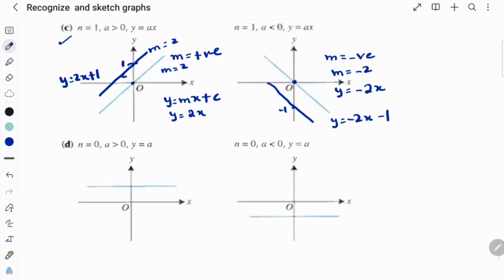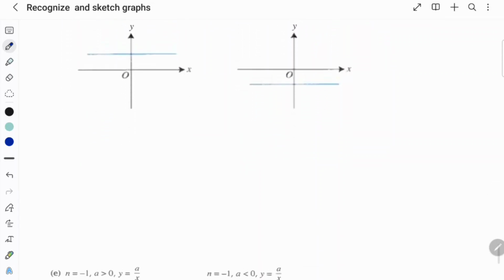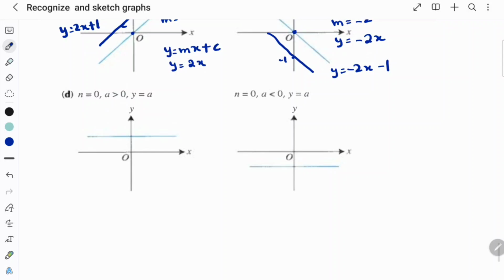Now the horizontal and vertical lines are not there, so I'm going to draw them. For a horizontal line, for example, if it is at 1, then y equals 1, and if it is minus 1, then y equals minus 1. A horizontal line is always y equals a constant, because at every point you will get the same constant value of y. For this graph, the y value is constant.